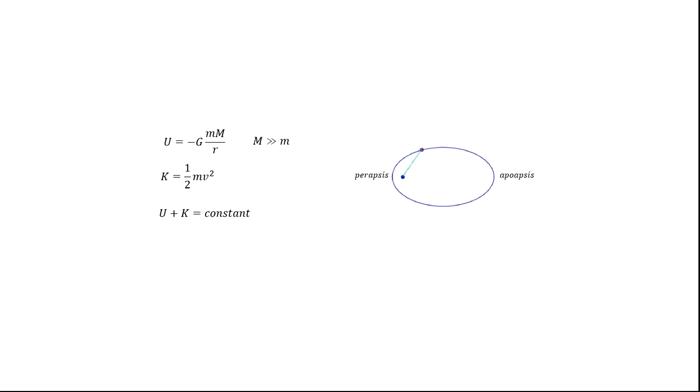In the case of potential energy, U equals minus G m over r, where little m is the mass of the satellite, and big M is the mass of the central body. We're assuming here that big M is much larger than little m. As the distance from the central body increases, like at apoapsis, the potential energy increases. As r gets larger, 1 over r gets smaller. Since U here is a negative number, a smaller value represents an increase in potential energy.